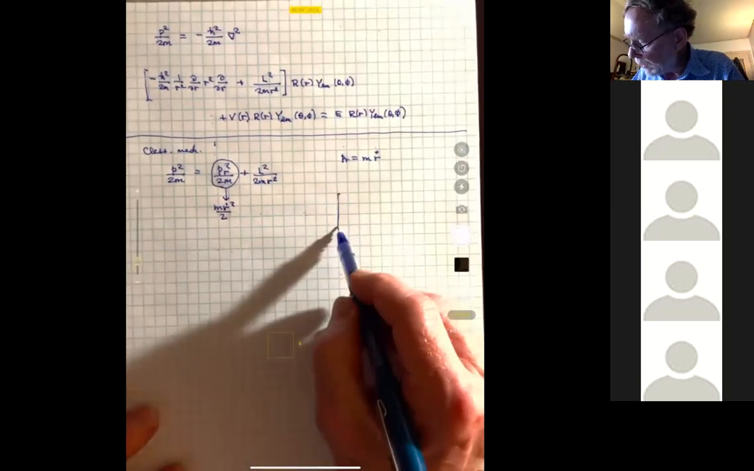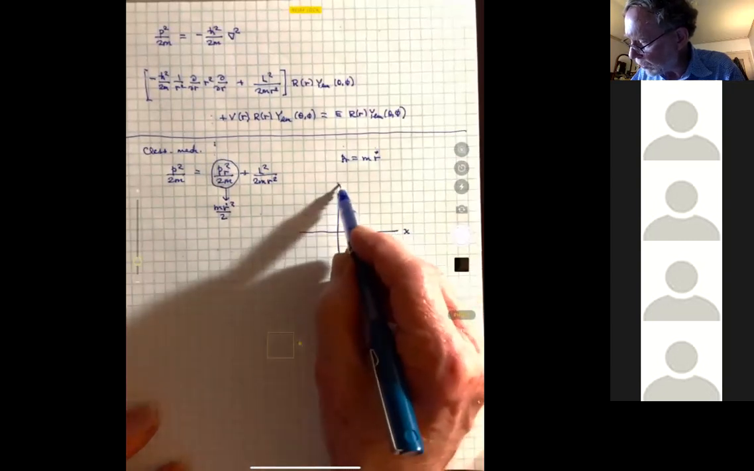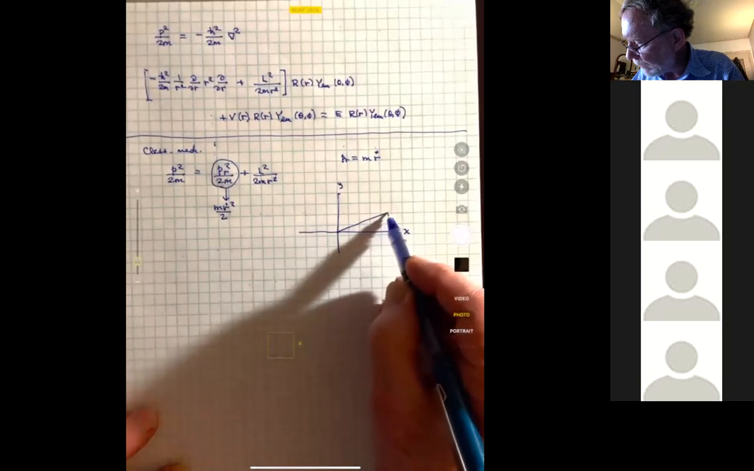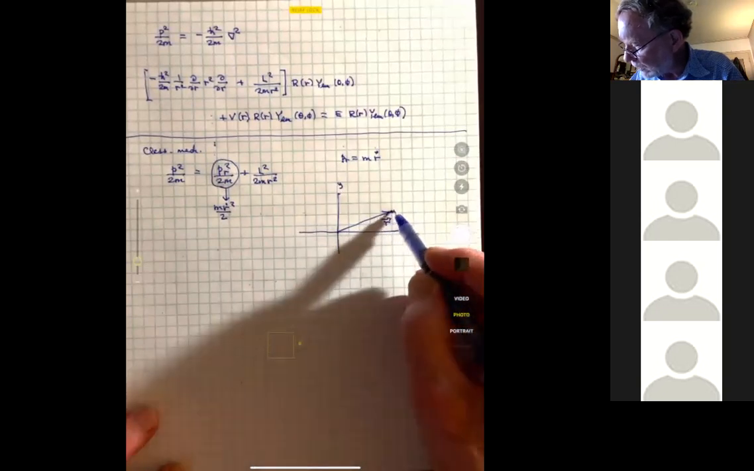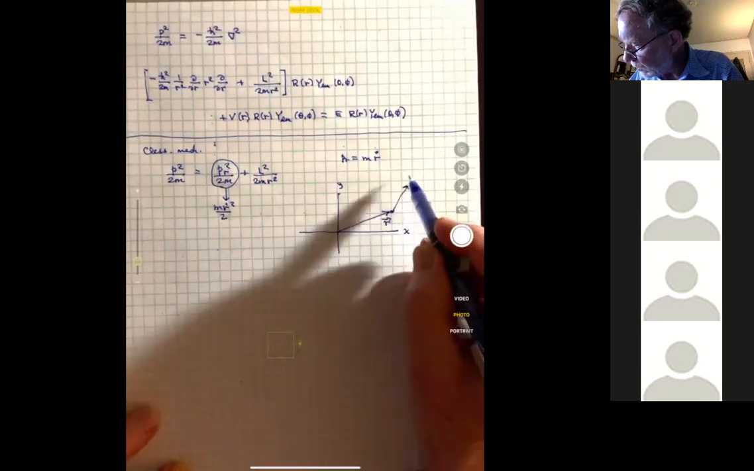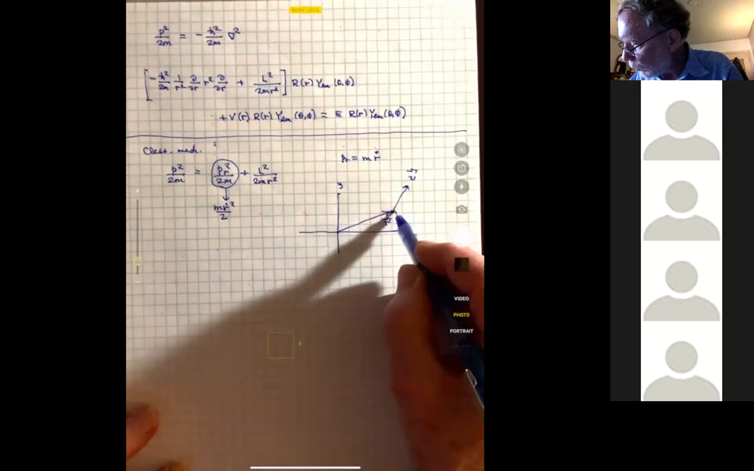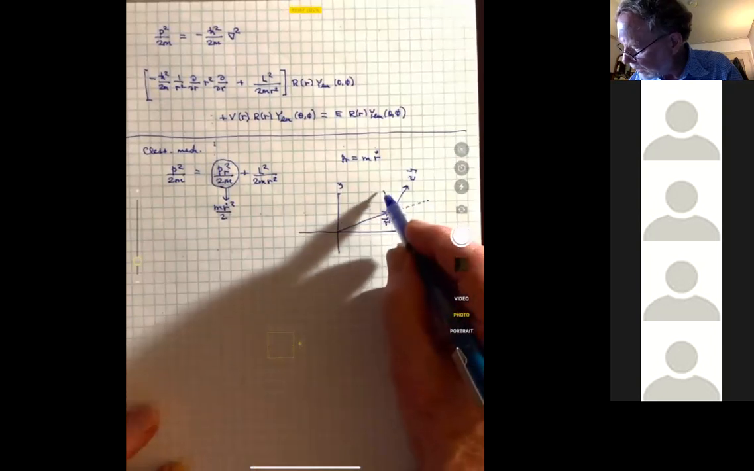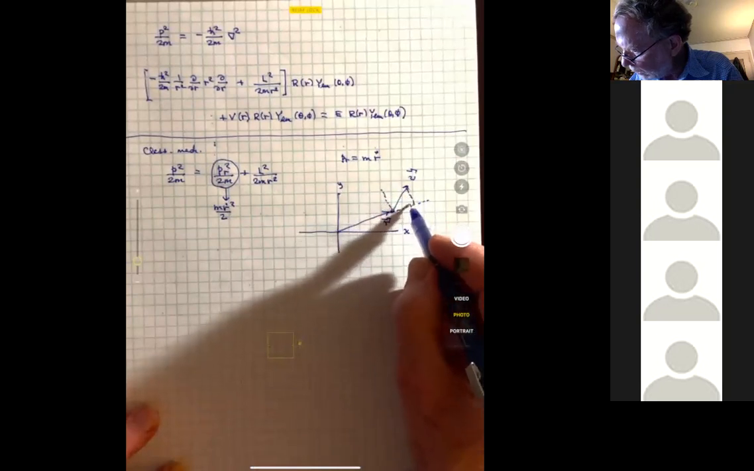To make a classical picture, let me just draw this in the xy plane. Of course, it's really in 3D, but if we just put it in the xy plane to give you an idea of what's going on, if I have the position of the particle as position vector r like this, and a velocity which is pointing out like this for some motion, we can take that velocity and we can project it in two directions.